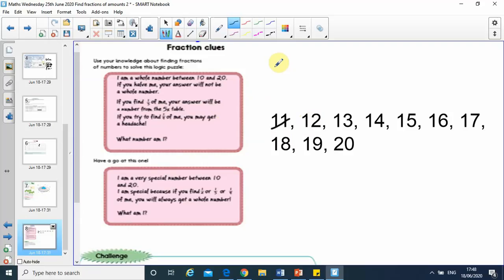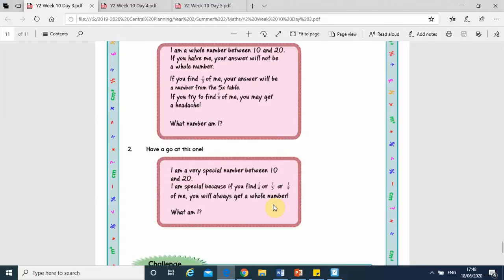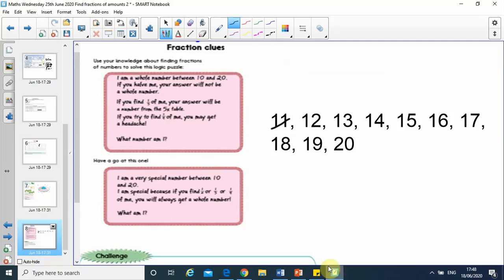You will likely have to find 1/3 of these. So 1/3 of 11, 1/3 of 12, 1/3 of 13, 1/3 of 14, 1/3 of 15, 1/3 of 16. That might take a little bit of time. It's not going to take you that long. If you try to find 1/4 of me, you may get a headache. So maybe that's not possible. I'll just check that that does say 1/4 because it's quite difficult. Yep, 1/4, you may get a headache. What number am I?